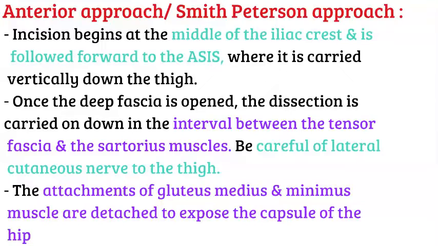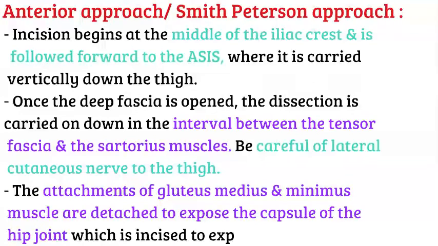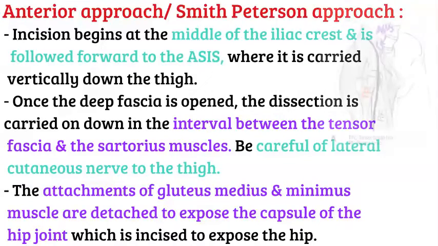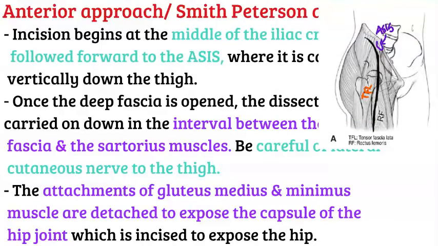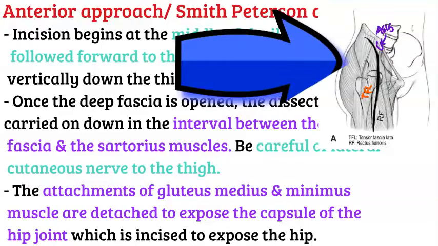Care should be taken of the lateral cutaneous nerve of the thigh. The attachments of the gluteus medius and minimus muscles are detached to expose the capsule of the hip joint, which is incised to expose the hip. As illustrated, we started off in the middle of the iliac crest and went towards the anterior superior iliac spine, then the interval between the tensor fascia lata and sartorius.